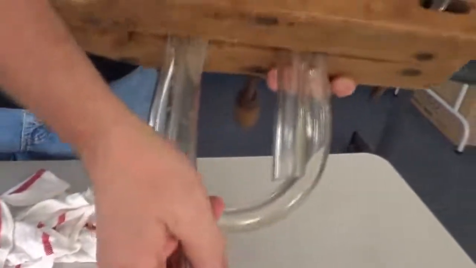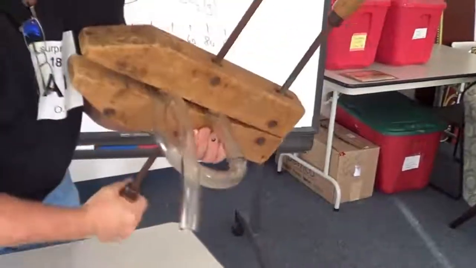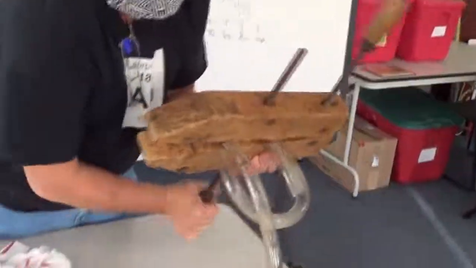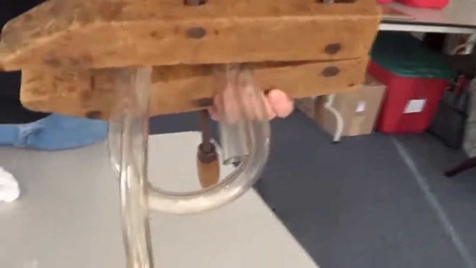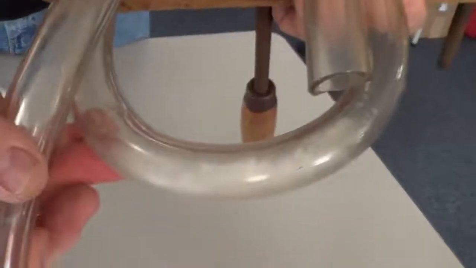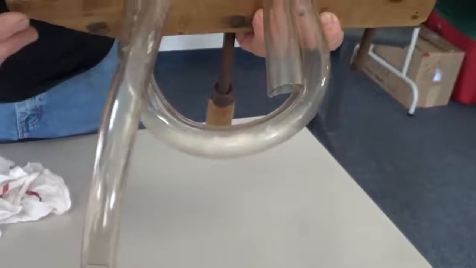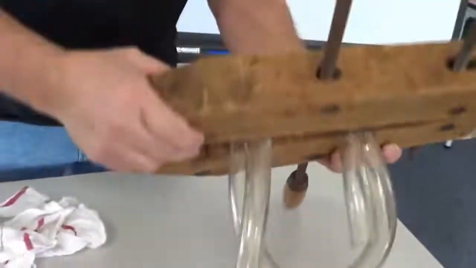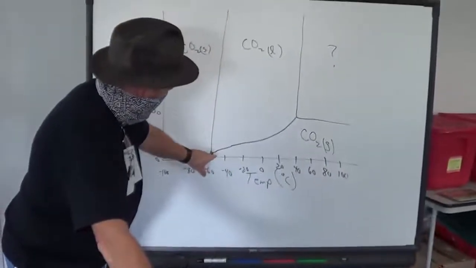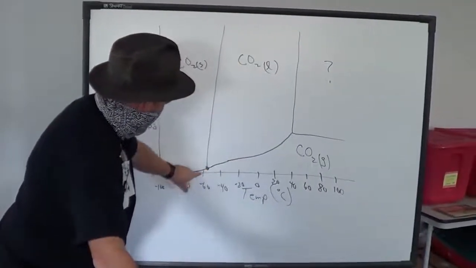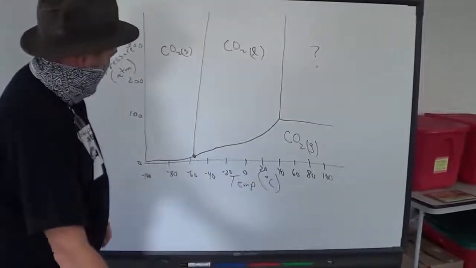And if we release the pressure here, it should go back to a solid inside that tube. So it's a little bit like snow. All that liquid carbon dioxide changed back to a solid as we brought the pressure back down to normal here. It should go back to the solid phase as that pressure drops.